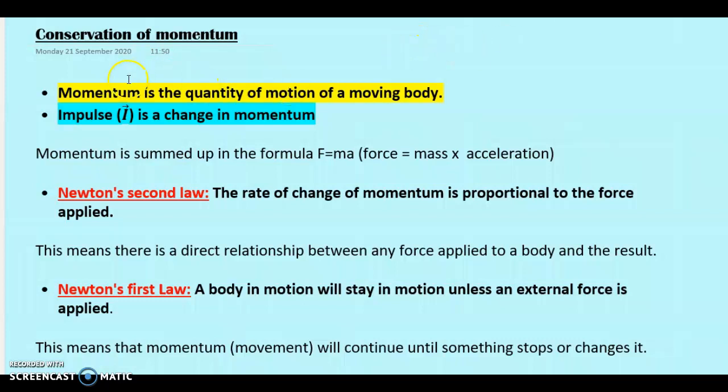So let's quickly revise. What is momentum? Momentum is the quantity of motion of a moving body. Okay, so it's the quantity of motion in a moving body. And I'm going to need this later on: impulse is the change in momentum. Okay, so momentum is the quantity of motion. Impulse is the change in the quantity of motion.